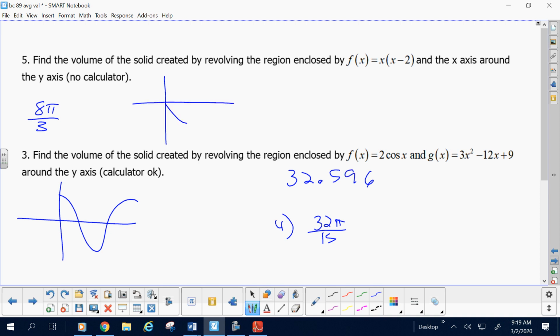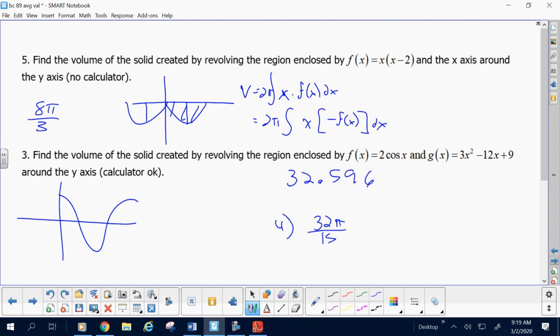5 is this, yeah? So the idea for 5 is you had to understand to get a positive volume, so volume is 2 pi x f of x, generally, but in this case, which is negative, the x or the f of x? F of x. So you should have been taking the opposite of f of x to get a positive answer. And the integration, if you distribute, isn't too bad.